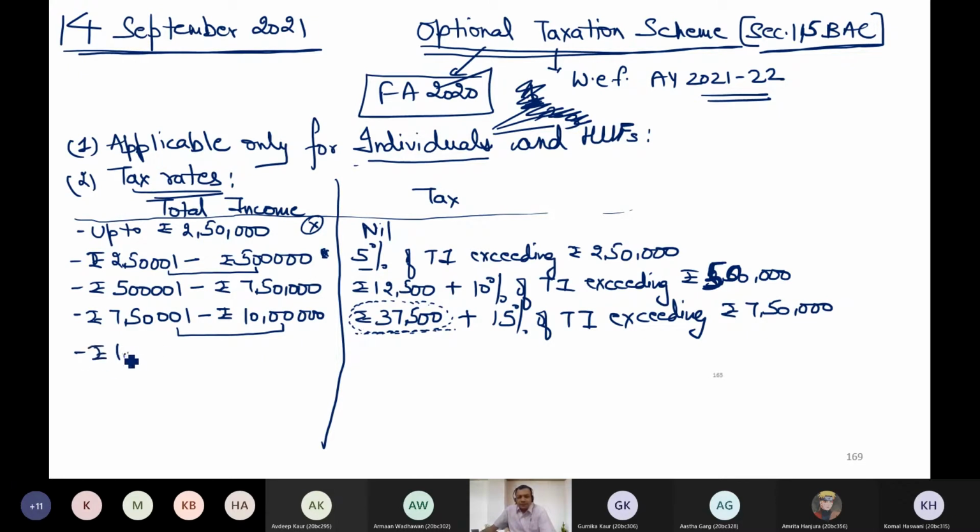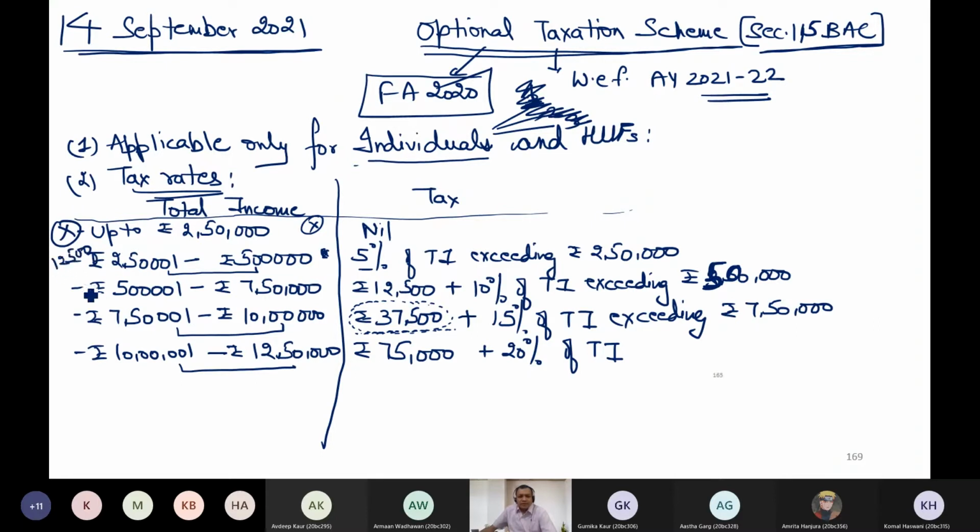Similarly, rupees 10 lakh 1 till 12 lakh 50. Can you tell me what should be the answer? How much is fixed? 75,000. Because any person who is covered here must have crossed the earlier slabs. In the first slab, he will pay nil. In the second slab, the difference will be 12,500. In the third slab, the difference is 25,000. You can check it yourself on the basis of percentage. In the third, 7 lakh 50 to 10 lakh, 15%, so that will be 15% into 250, which will come out to be 37,500. Based on percentages, you can do the total.